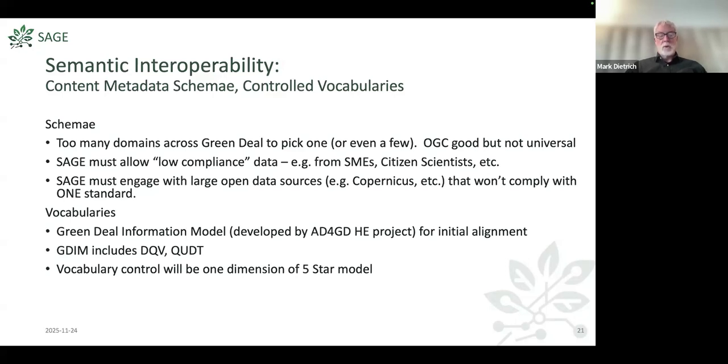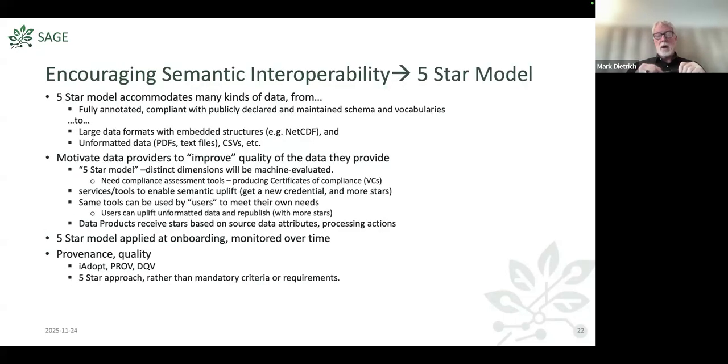And the vocabulary control will be part of the five-star model. So here we're talking about how to encourage this. In other words, it's a sliding scale. At the top of the scale with 5 stars, highly compliant, conformity assessment of metadata compliance, as well as vocabulary compliance, all the way down to large data formats that have embedded structures but are not really consistent with a metadata format, or unformatted data such as PDFs, text files, CSVs, etc.